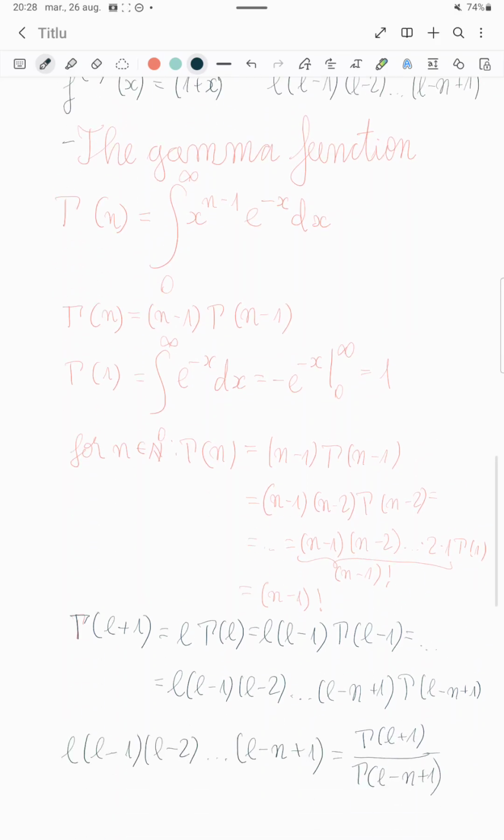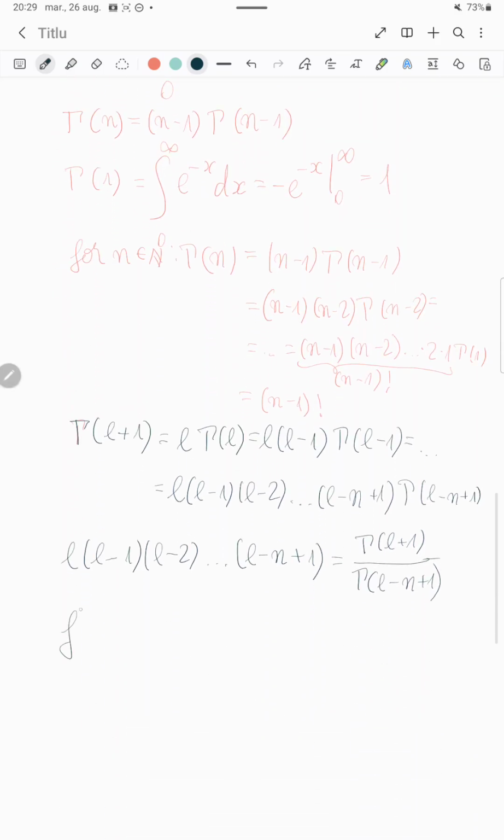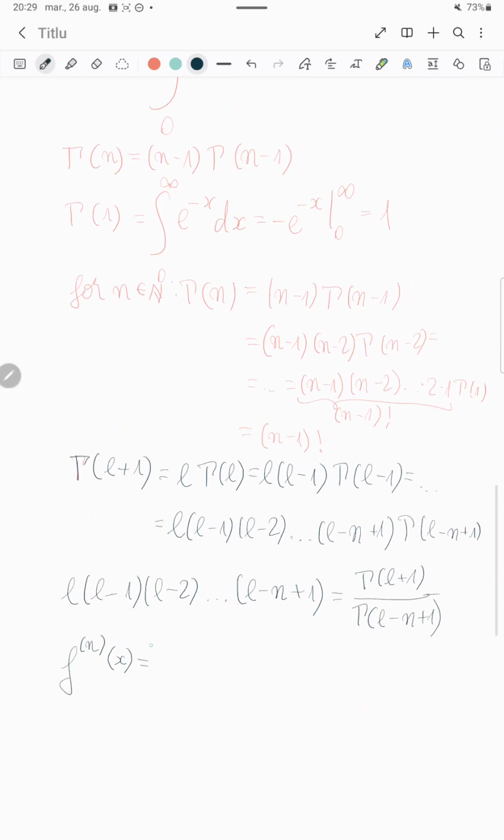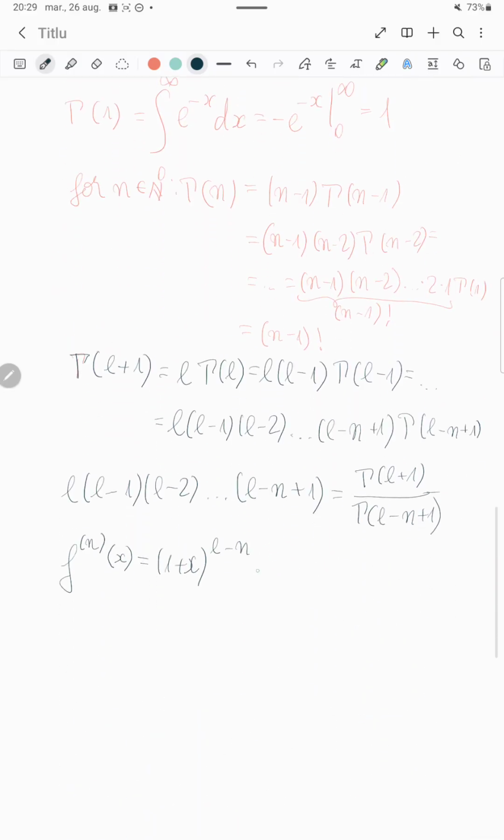Okay, so therefore we have the nth derivative of f of x is equal to 1 plus x to the power of L minus n, times gamma of L plus 1 over gamma of L minus n plus 1.